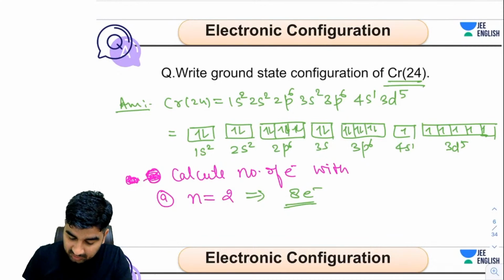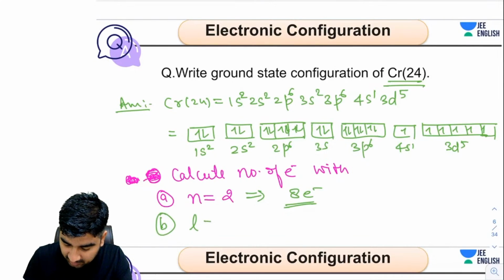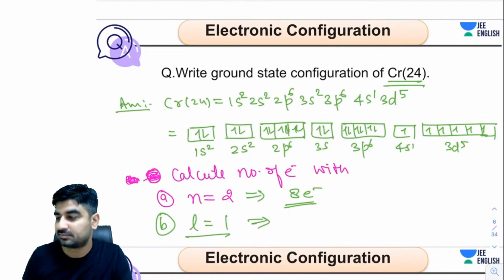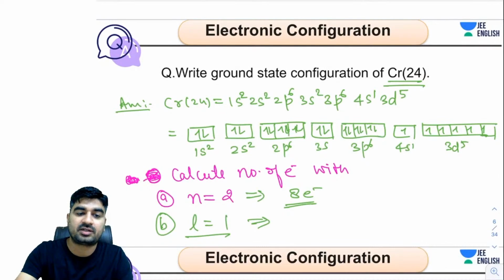Yes, 8 electrons. Now part B: l is equal to 1. Calculate the number of electrons with l equal to 1. Calculate.